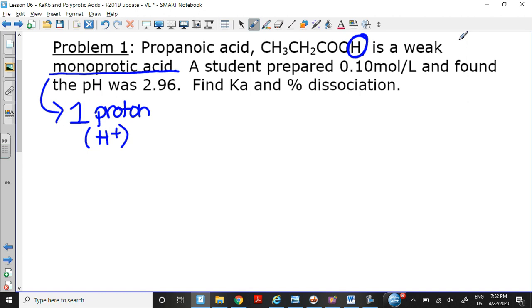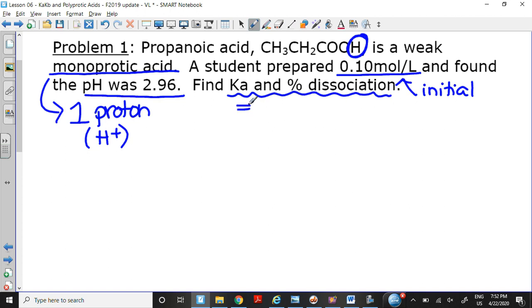Okay, next we've got a concentration. This is going to be our initial amount. And we're told the pH is 2.96, so we'll come back to that in a minute. And we want to find Ka and percent dissociation. So if we need to find these things, this means we need information at equilibrium. So we need to solve some data at equilibrium for this.